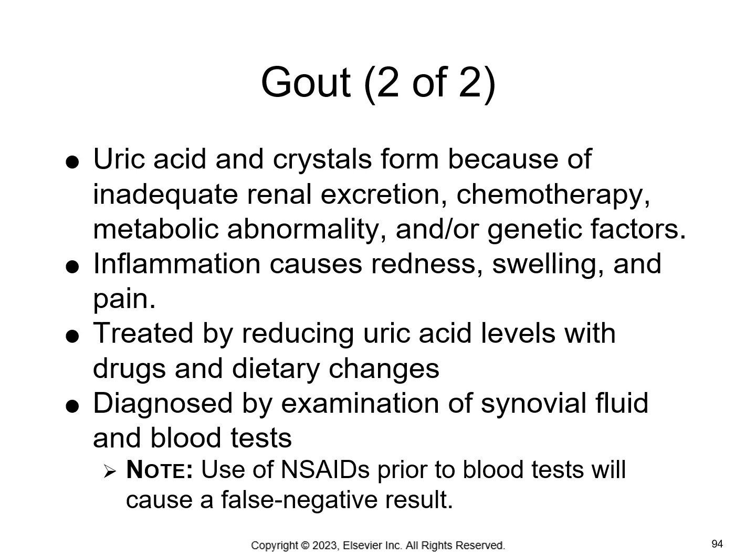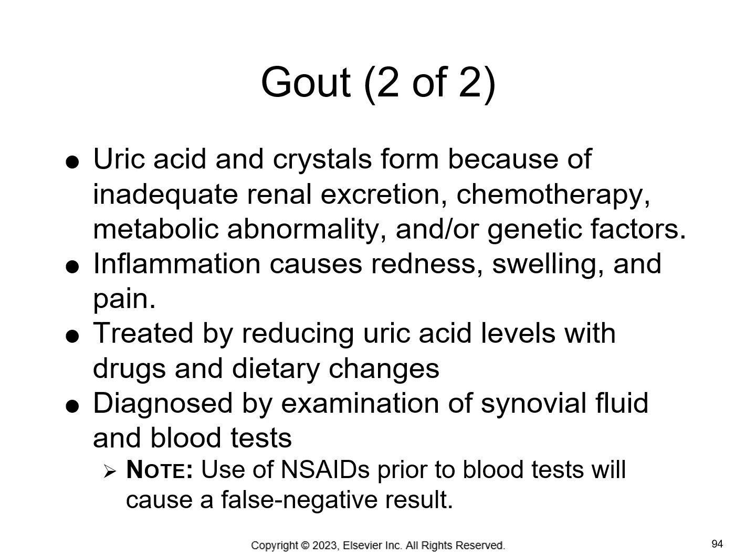As the purines break down, they become urate. Urate usually passes out of the body in urine. Uric acid and crystals form because the kidneys aren't excreting properly. So we have inadequate renal excretion here. It can also be a cause of chemotherapy, lysis from the tumors, metabolic abnormality, or genetic factors.